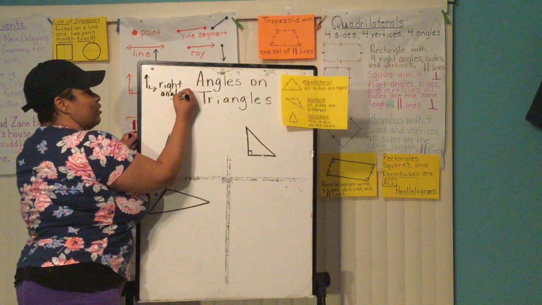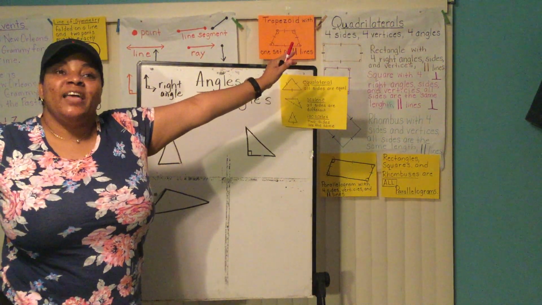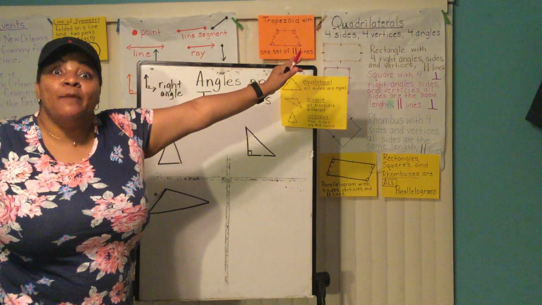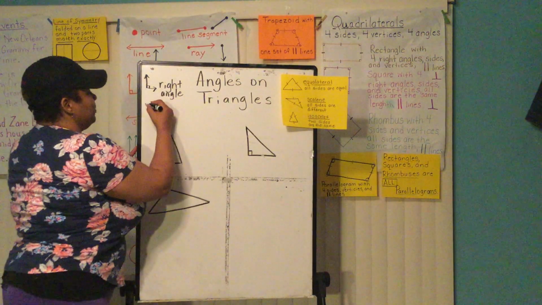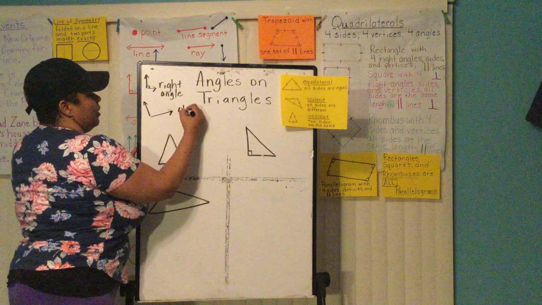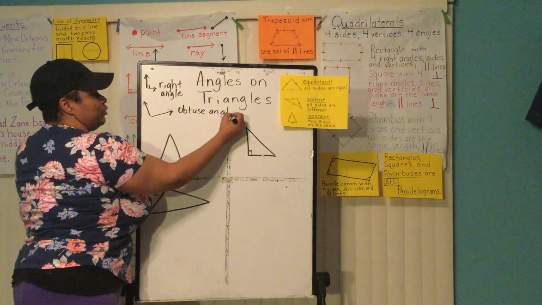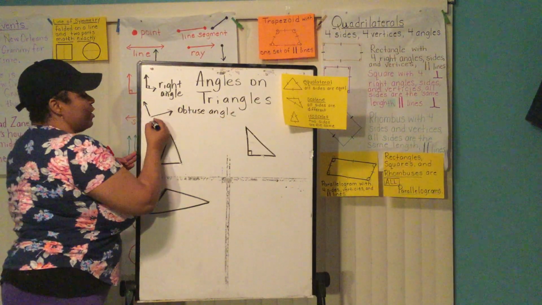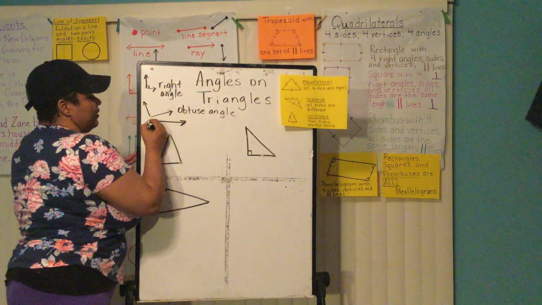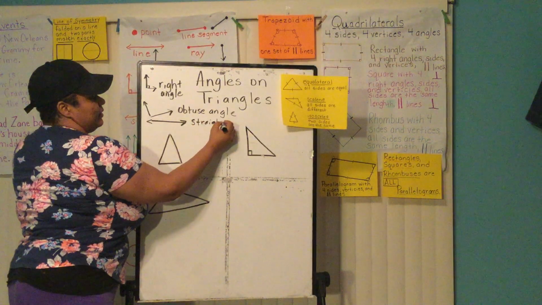What other angles do we know about? Uh-oh, I'm opening up to give you a big old hug. That is an obtuse angle. So let me draw an obtuse angle. What other kind of angle do we know about? Oh, what if I did that? That would be a straight angle.